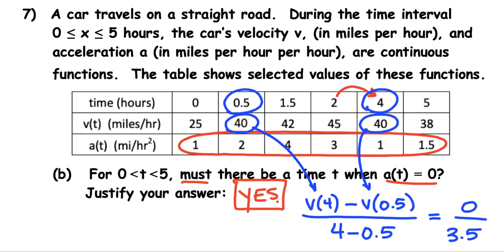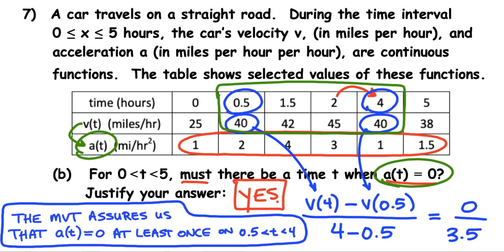So if the average velocity in this green time interval is 0, then the derivative must also be 0, and the derivative of velocity is acceleration. So yes, the acceleration must be 0 at least once, according to the mean value theorem. So let me write that out. Again, I want to answer the problem. I want to actually say yes or no. So the answer is yes.